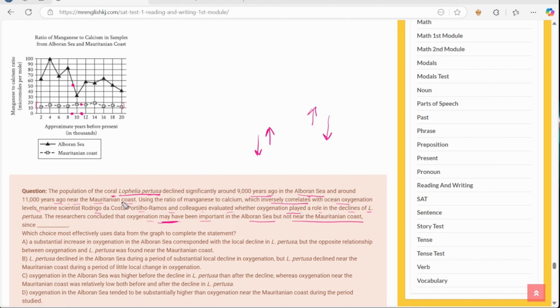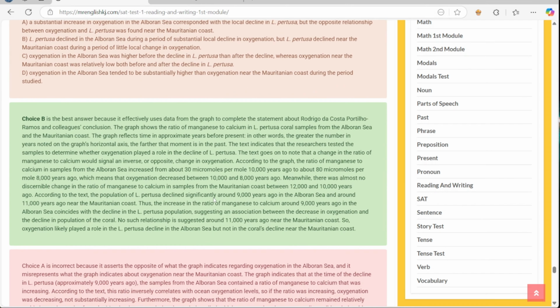Let's try to understand few things. Now we know rise and fall. We know the ratio gap. You can see the Alboran ratio is higher comparing to Mauritian. That means Alboran's oxygenation is always lower because you can see it's always higher comparing to this. It's always higher, right? So their oxygenation will always be lower comparing to Mauritian coast. Clear? Let's try to attempt it.